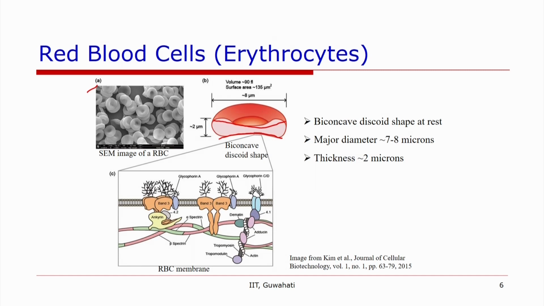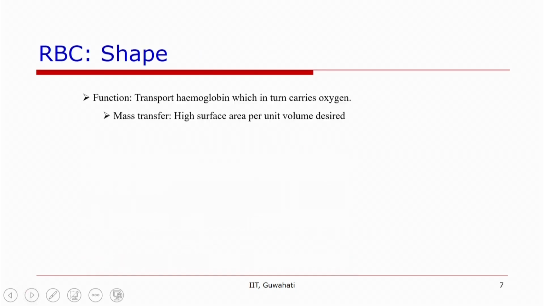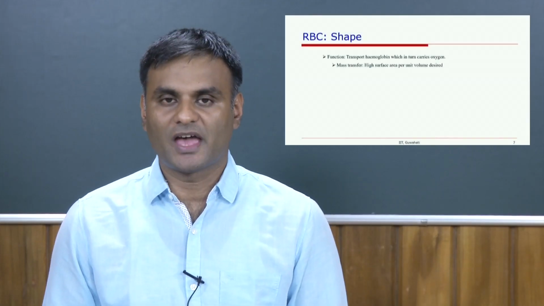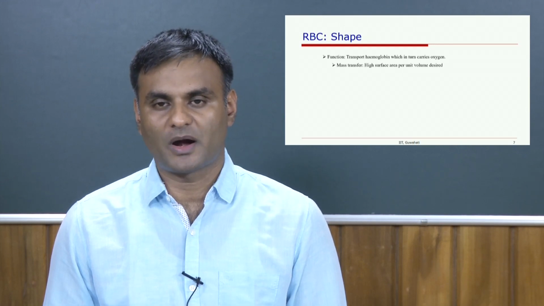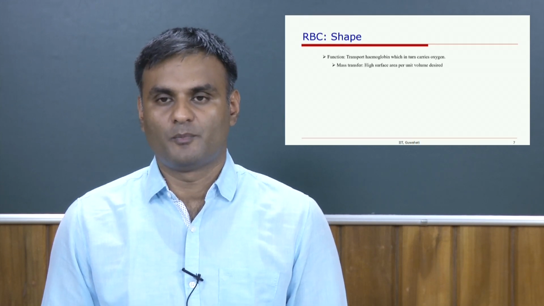So, the red blood cells are disc shaped particles, they are not spherical in shape, and this shape is at rest. So, they can deform from this shape under the flow conditions. As we know, red blood cells have hemoglobin in them, and the function of hemoglobin is to carry oxygen to different parts of the blood.